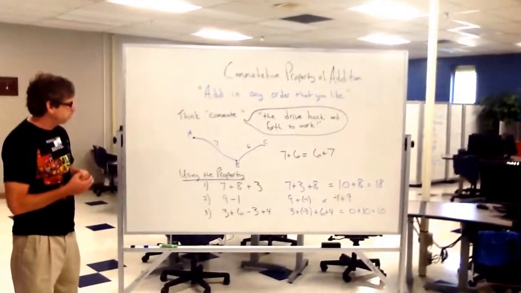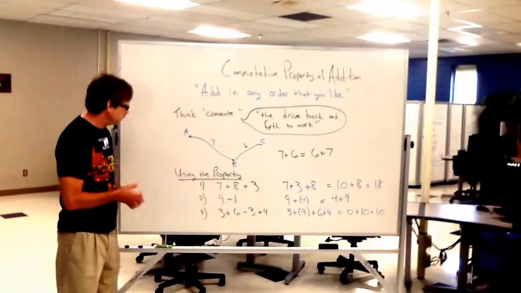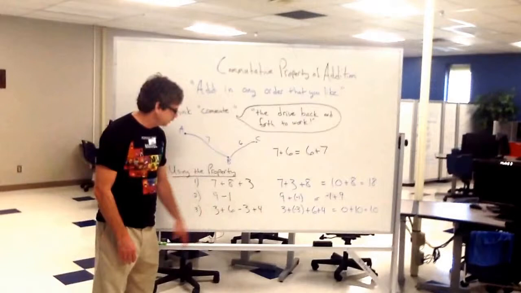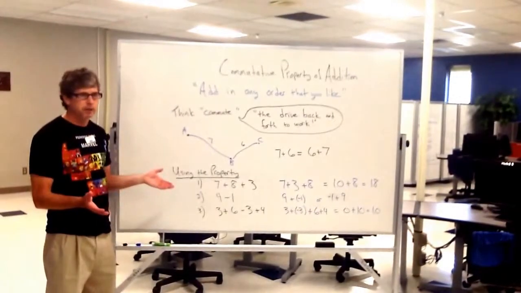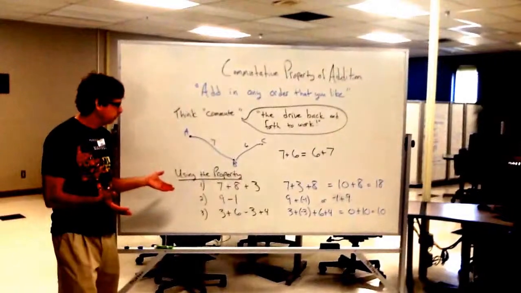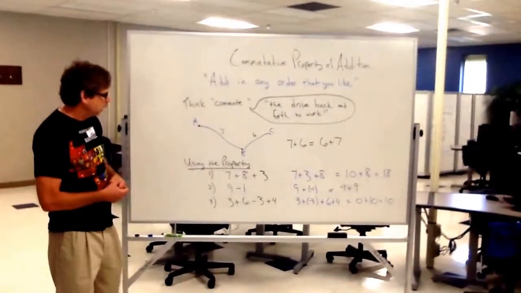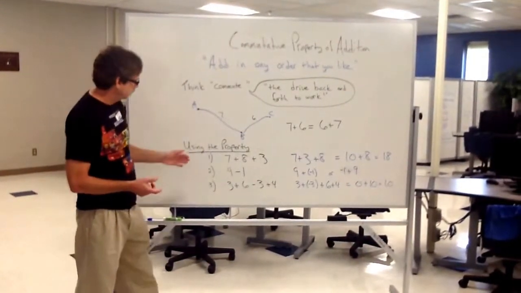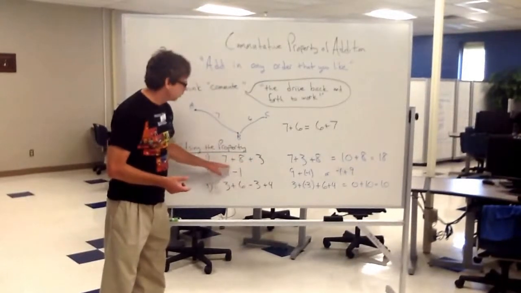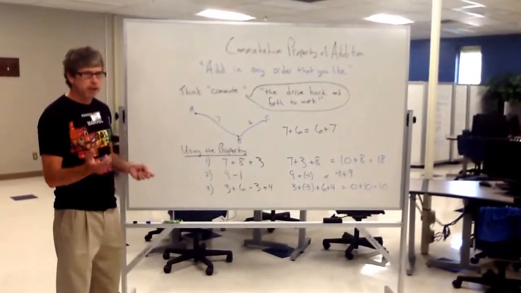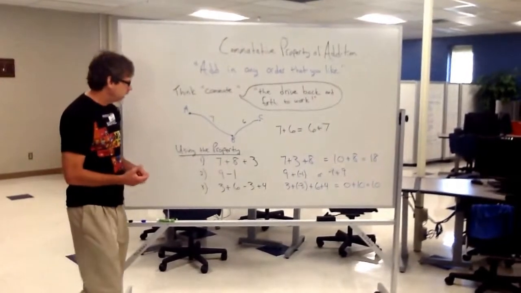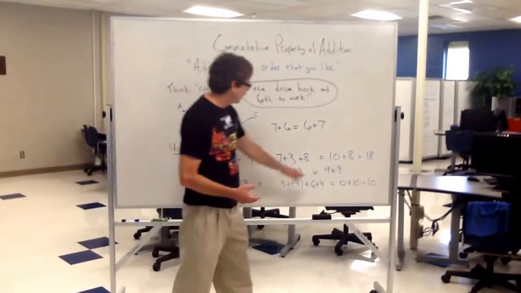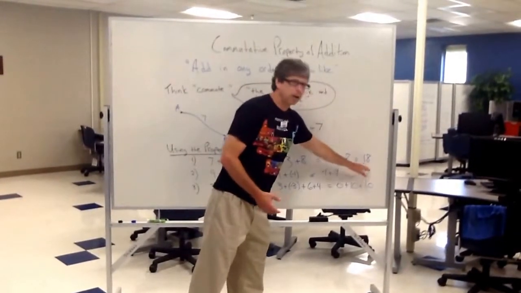Now, as far as the property goes, let's look at a few examples of using the property. If I have the problem, let's say 7 plus 8 plus 3, most of us could just type that into a calculator, or we can do 7 plus 8 and get 15 and add 3 and get 18. But if you look at it a little bit more closely, you should see that there are some numbers that go together a little bit better. Notice how the 7 and the 3 are a little bit more friendly. So we're allowed, if we want to, to change the order of this addition problem. I can rewrite this as 7 plus 3 plus 8, which in turn would give me 10 plus 8, which would equal our 18.